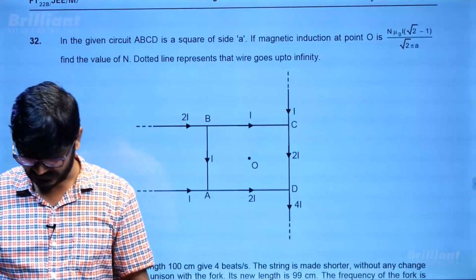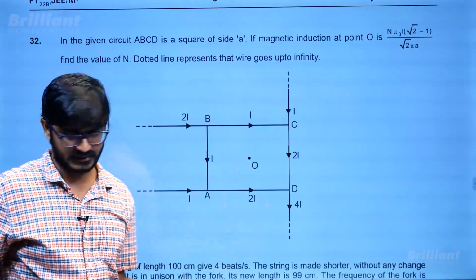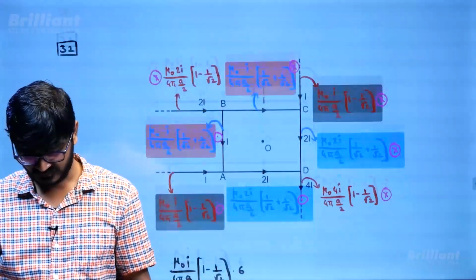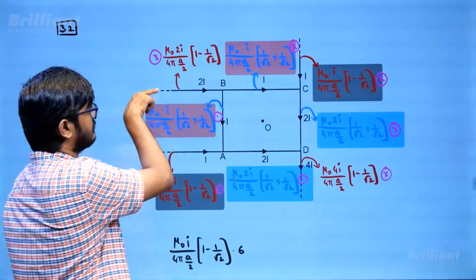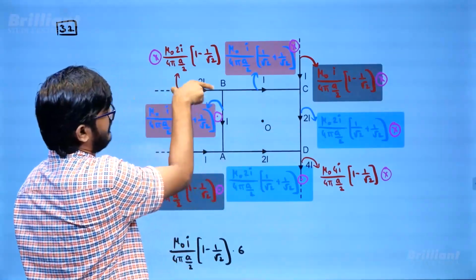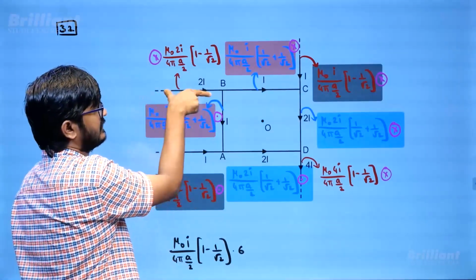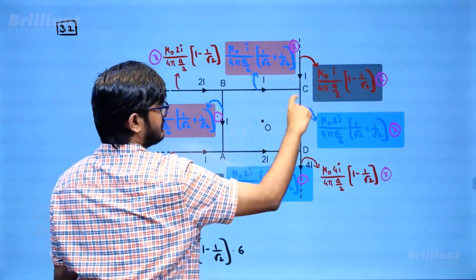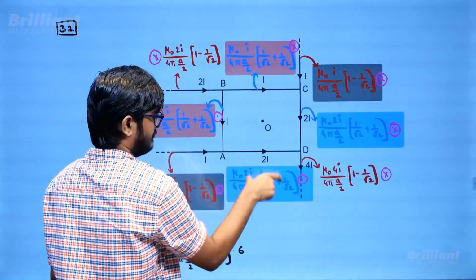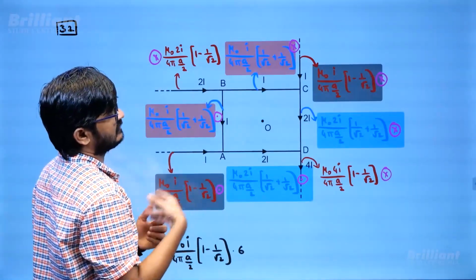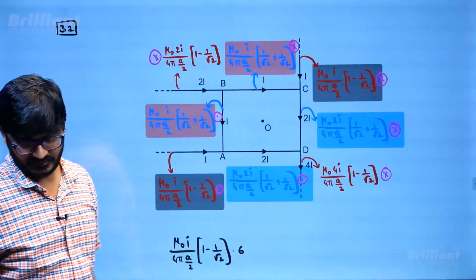Next one, in the given circuit, you need to find what is the magnetic field at this point. That's a straightforward question. Either you can calculate the field because of this wire separately, right? I have written everything here. I think that's a straightforward question. You can manage. Field because of this wire is going to be this much, this wire this much, this wire this much, this wire this much. All right, I have put everything here. So when you add them, you will be getting the required answer.